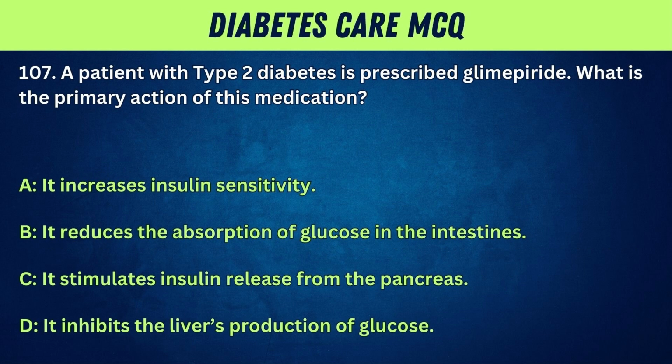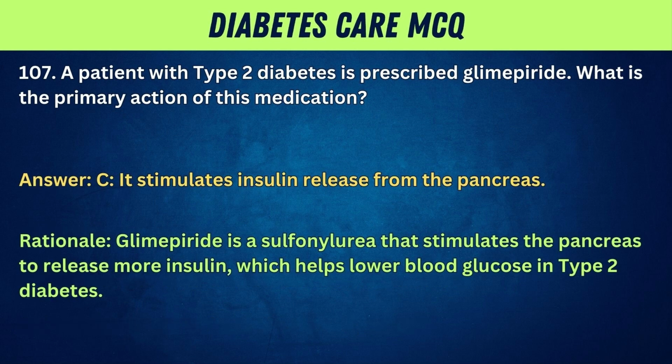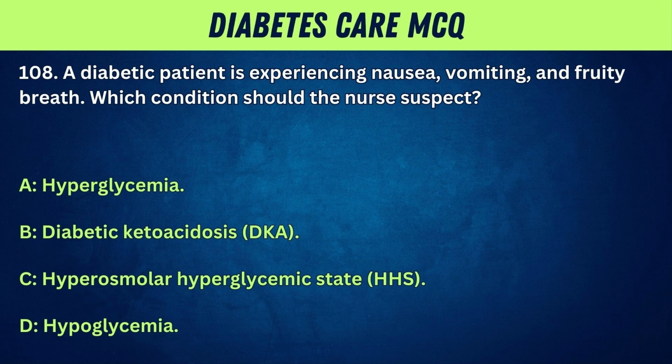107. A patient with type 2 diabetes is prescribed glimepiride. What is the primary action of this medication? A. It increases insulin sensitivity. B. It reduces the absorption of glucose in the intestines. C. It stimulates insulin release from the pancreas. D. It inhibits the liver's production of glucose. Answer: C. It stimulates insulin release from the pancreas. Rationale: glimepiride is a sulfonylurea that stimulates the pancreas to release more insulin, which helps lower blood glucose in type 2 diabetes.